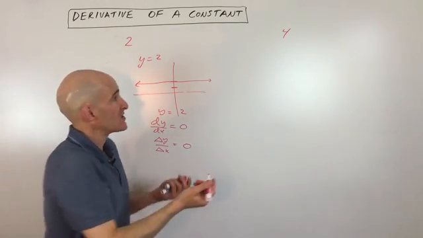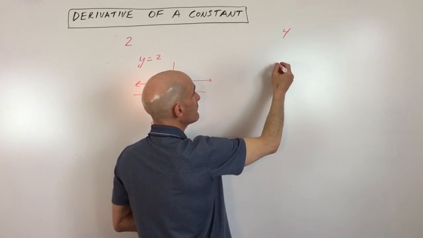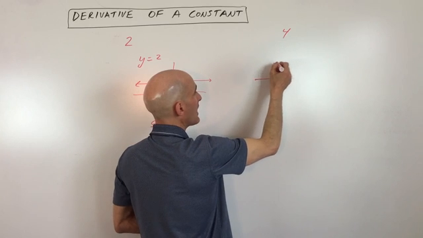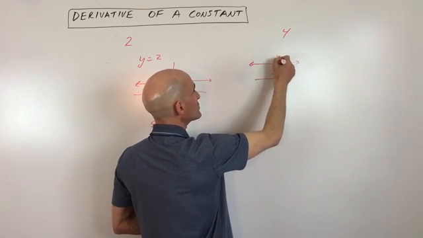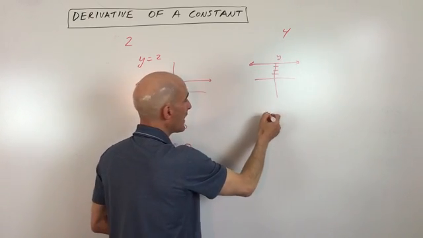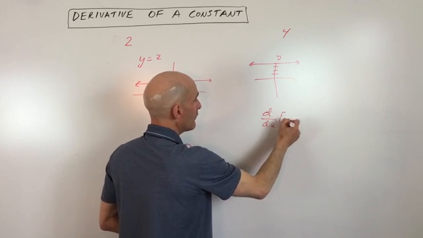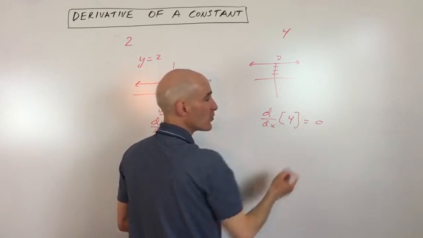So I'll just show you one more example. Say you have y equals 4, you're just going to have, again, a horizontal line like this. The slope is always going to be 0. So if you had the derivative of 4, it's just going to equal 0.